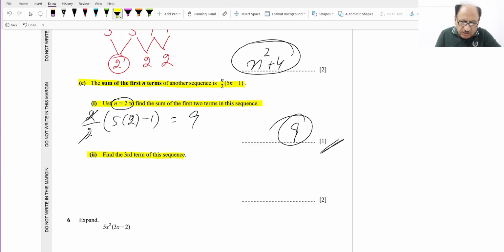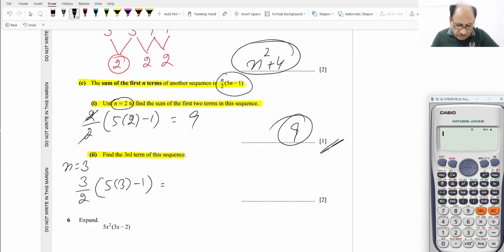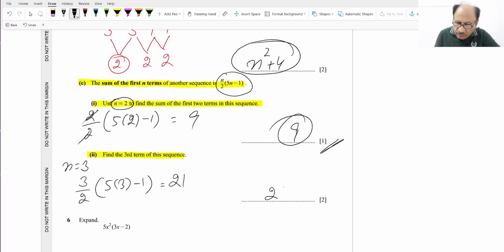Find the third term of the sequence. So for third term we will be replacing n is equal to 3, so n is equal to 3 if we replace in the given formula, so it will be 3 by 2 into 5 into 3 minus 1, and this will be, you can mentally calculate, or better you can use calculator because calculator is allowed in this paper. So 5 into 3 minus 1 will be resulting to 21. So 21 is our answer for 2 marks.